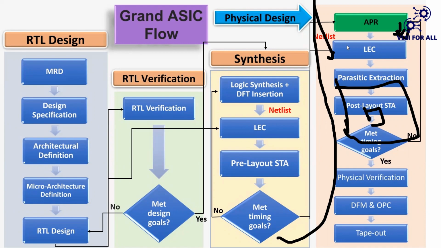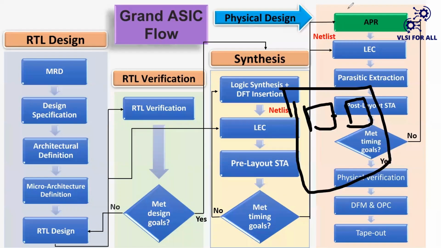The netlist from the synthesis stage and the netlist which we are getting from the APR stage, what would we check over there? Mostly we will do a logical check only, but since we are adding a few buffers and a few other things.